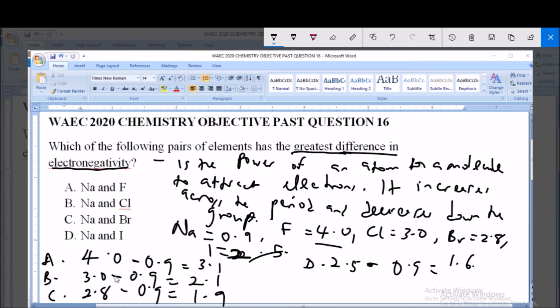So from this, you can see that option A, sodium and fluorine, gave us the greatest difference, which is 3.1. So this is the greatest difference in electronegativity. The greatest difference in electronegativity is between sodium and fluorine. Now, that is option A. So option A, sodium and fluorine, is the correct answer to this question.